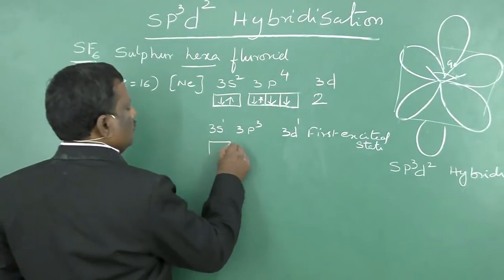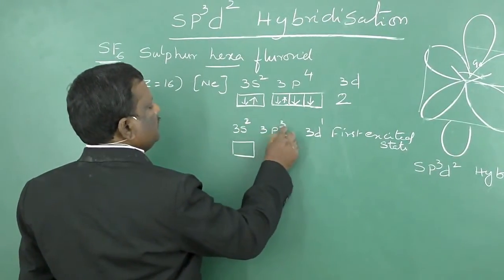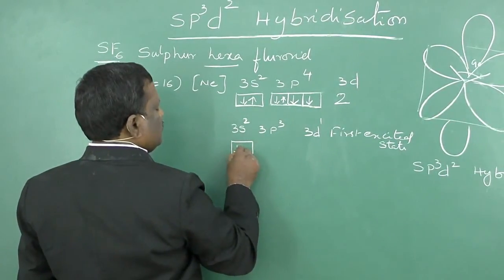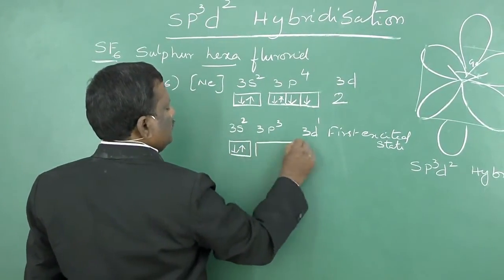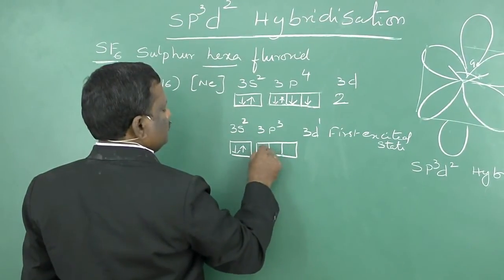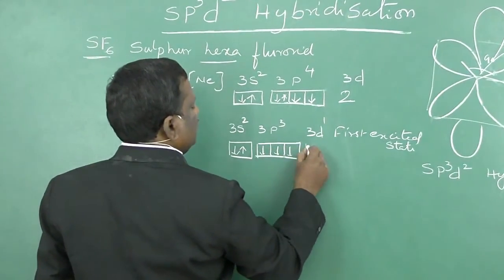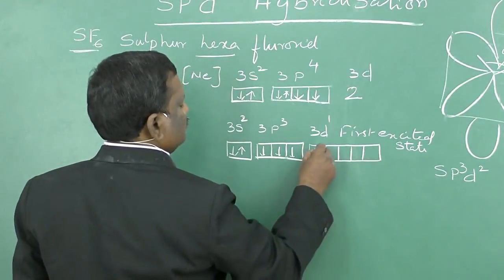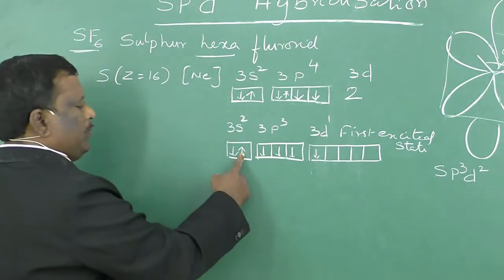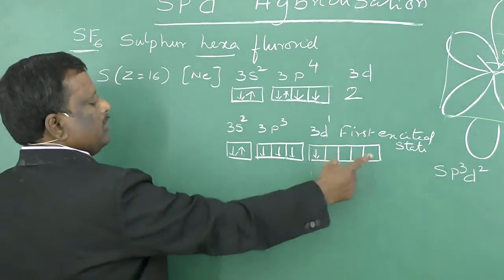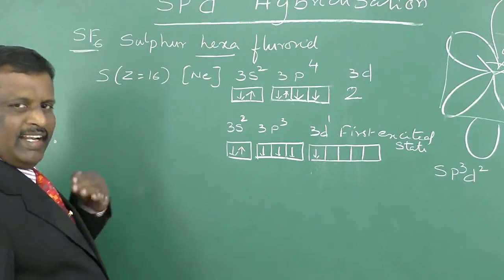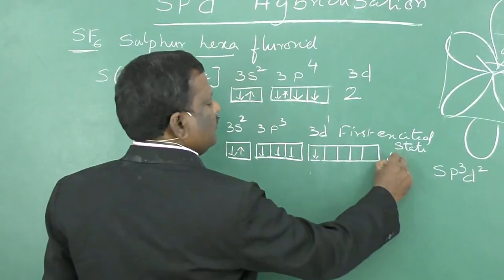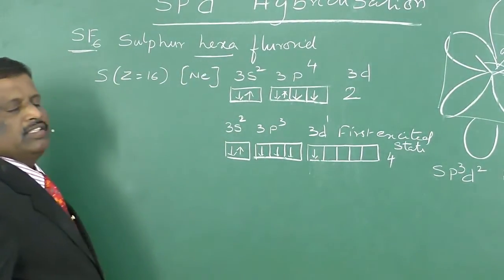So the electronic configuration is 3s2, 3p3, 3d1. This is the first excited state. Here another pair of electrons is there and empty orbitals are there. In this first excited state, 4 unpaired electrons are there, so the valency of sulfur is 4.